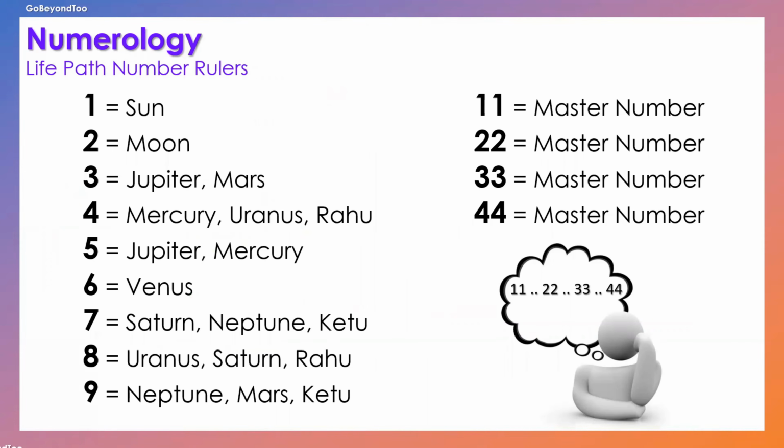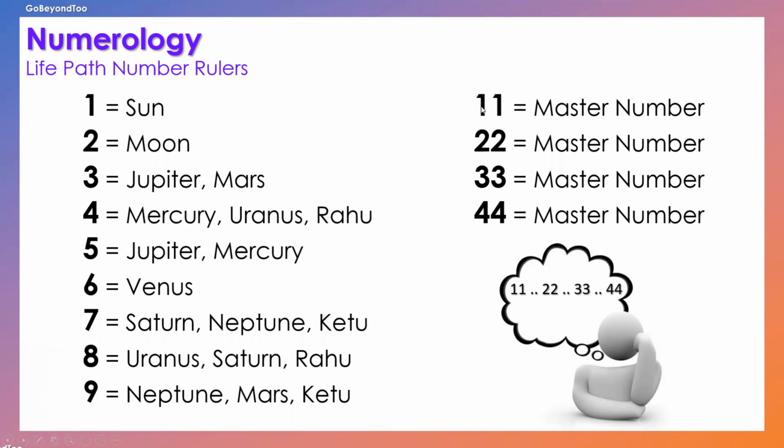There are certain planets that are rulers of these numbers. So 1 is ruled by the Sun, 2 by the Moon, 3 by Jupiter and Mars, 4 by Mercury, Uranus, and Rahu, 5 by Jupiter and Mercury, 6 by Venus, 7 by Saturn, Neptune, and Ketu, 8 by Uranus, Saturn, and Rahu, and 9 by Neptune, Mars, and Ketu. If you're not familiar with Rahu and Ketu, I will be covering that in a future video.